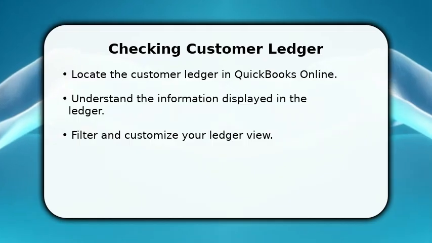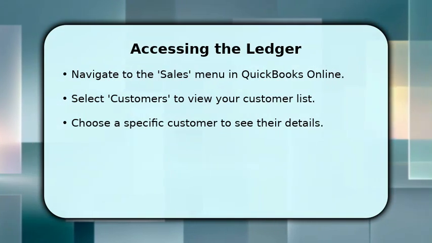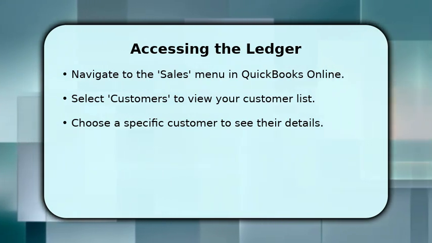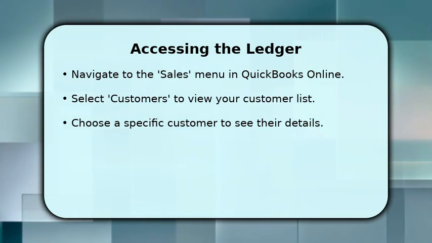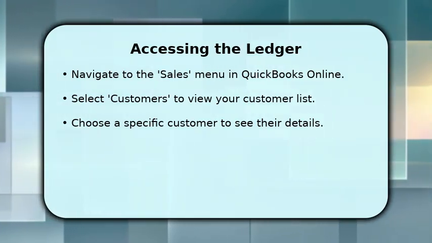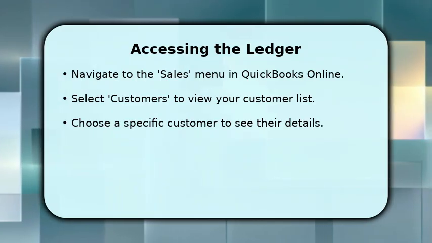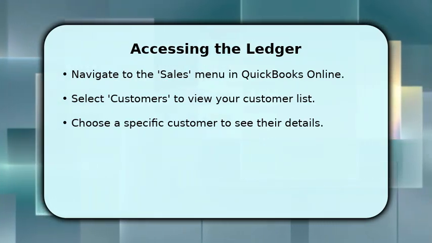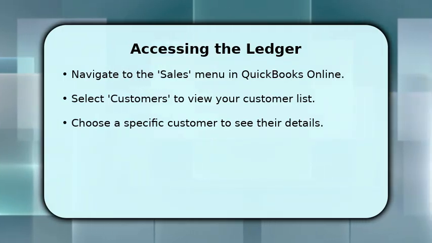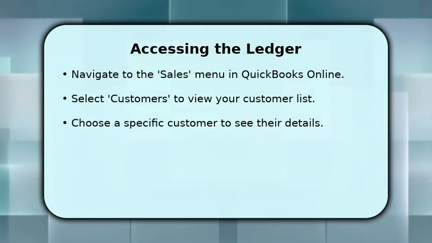customer activity. To begin, open QuickBooks Online and navigate to the Sales menu on the left-hand side. From there, select Customers to bring up your complete customer list. Now, simply click on the name of the specific customer whose ledger you wish to review. This action will open their individual profile, where you can find their detailed transaction history.